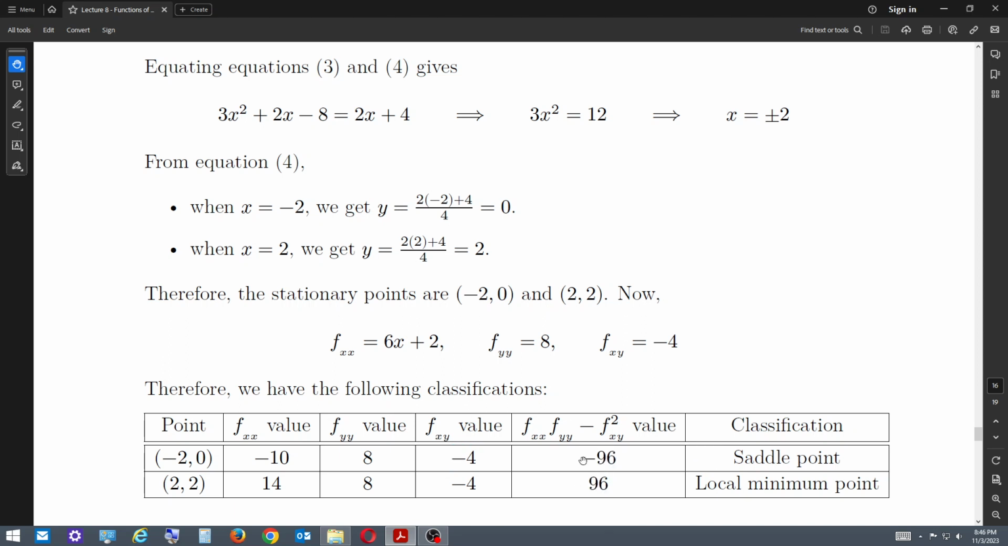Alright, now remember when it's negative, it's a saddle point. If it's positive, you need to look at this value here or this value. In this case, it's positive, which means it's a minimum point.